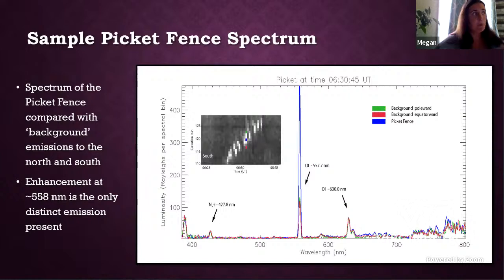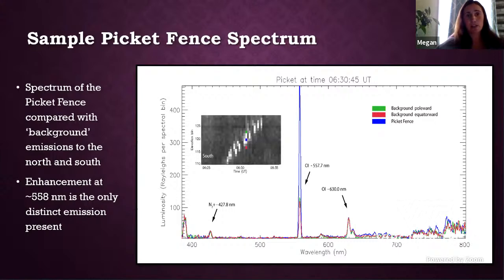Same format as before. We're looking at the background above and below Steve to get an estimate of our background emission, or sorry, picket fence, and then we actually looked at the picket fence. So same color scheme as before. The red and the green are our background emission, and then the picket fence is blue. What's really unique about this particular one is the only significant enhancement is this pure green emission right here at 557.7. Everywhere else where you expect airglow or any sort of scattered aurora from the north, it is the same above the picket fence and below the picket fence. So that is, again, unusual.